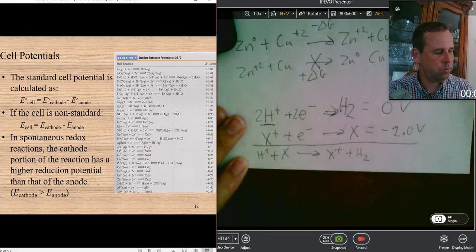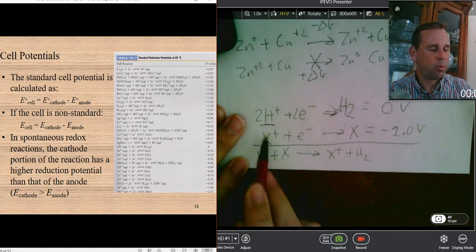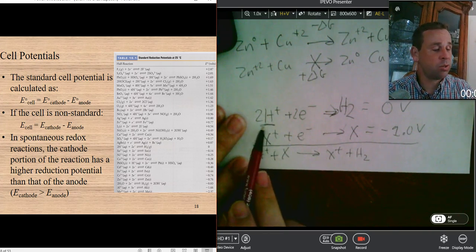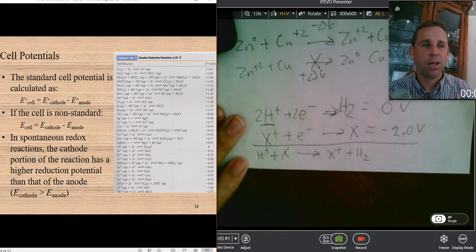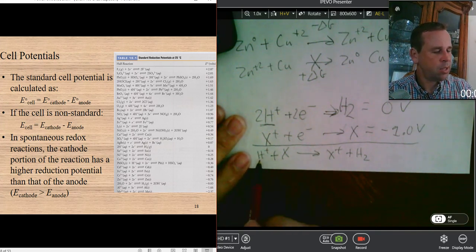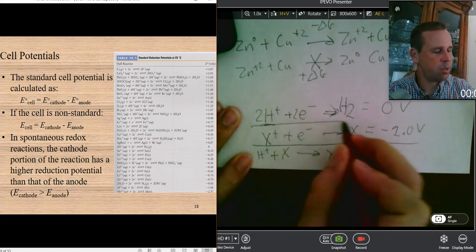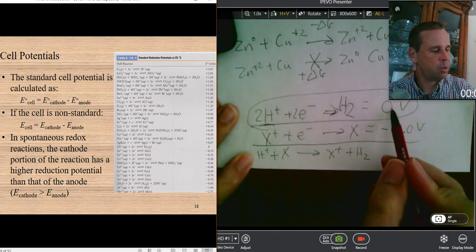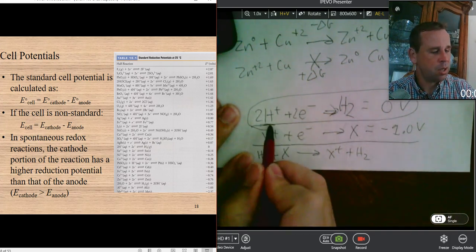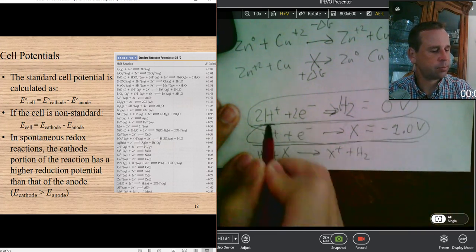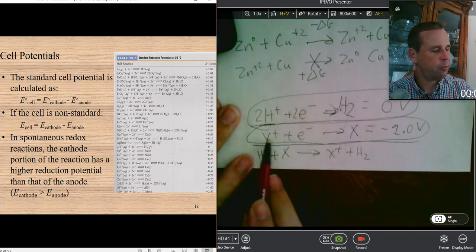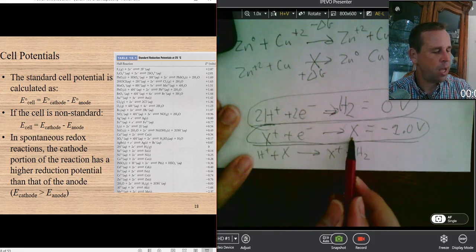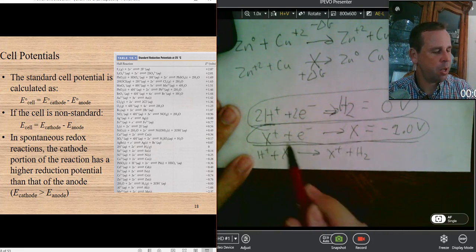So I have a couple of reduction potentials provided for me, half reactions. I combine them together in a chemical reaction. This one here, H plus going to H2, occurs just like this is written. So that contributes 0 volts to this process. This one over here, on the other hand, I have reversed it, right? So X has gone to X plus and has released an electron to the hydrogen here.